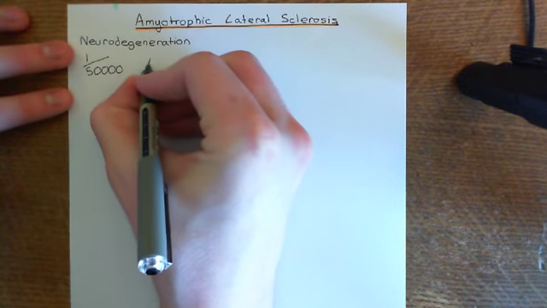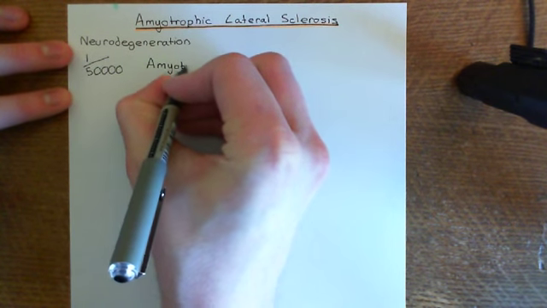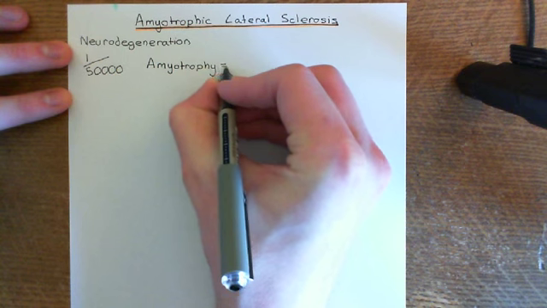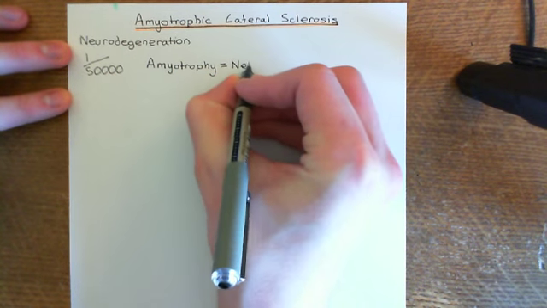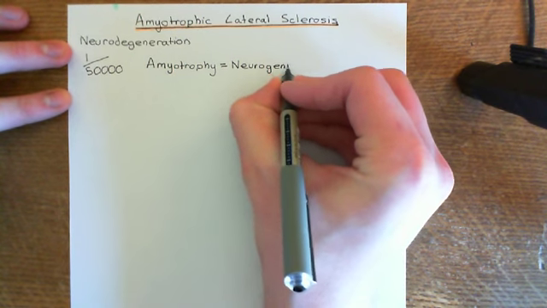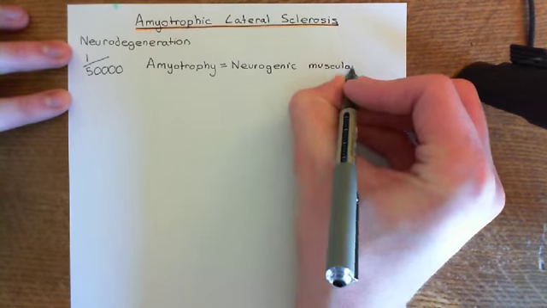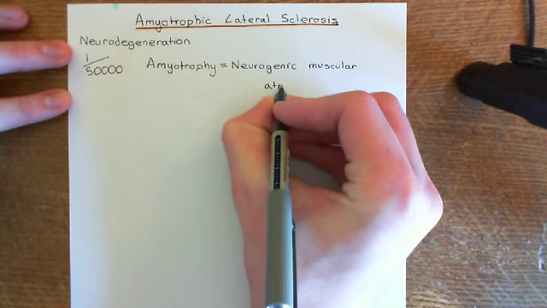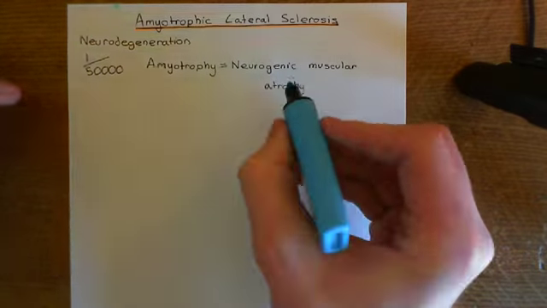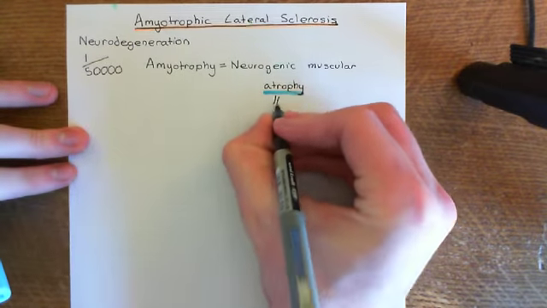Okay, so let's tackle this first word first. So we're going to tackle amyotrophy. What does amyotrophy mean? Amyotrophy means neurogenic muscular atrophy. So what does atrophy mean? Atrophy is a fancy word to mean wasting away. So muscular atrophy means that the muscles are wasting away. So this word atrophy means wasting away.